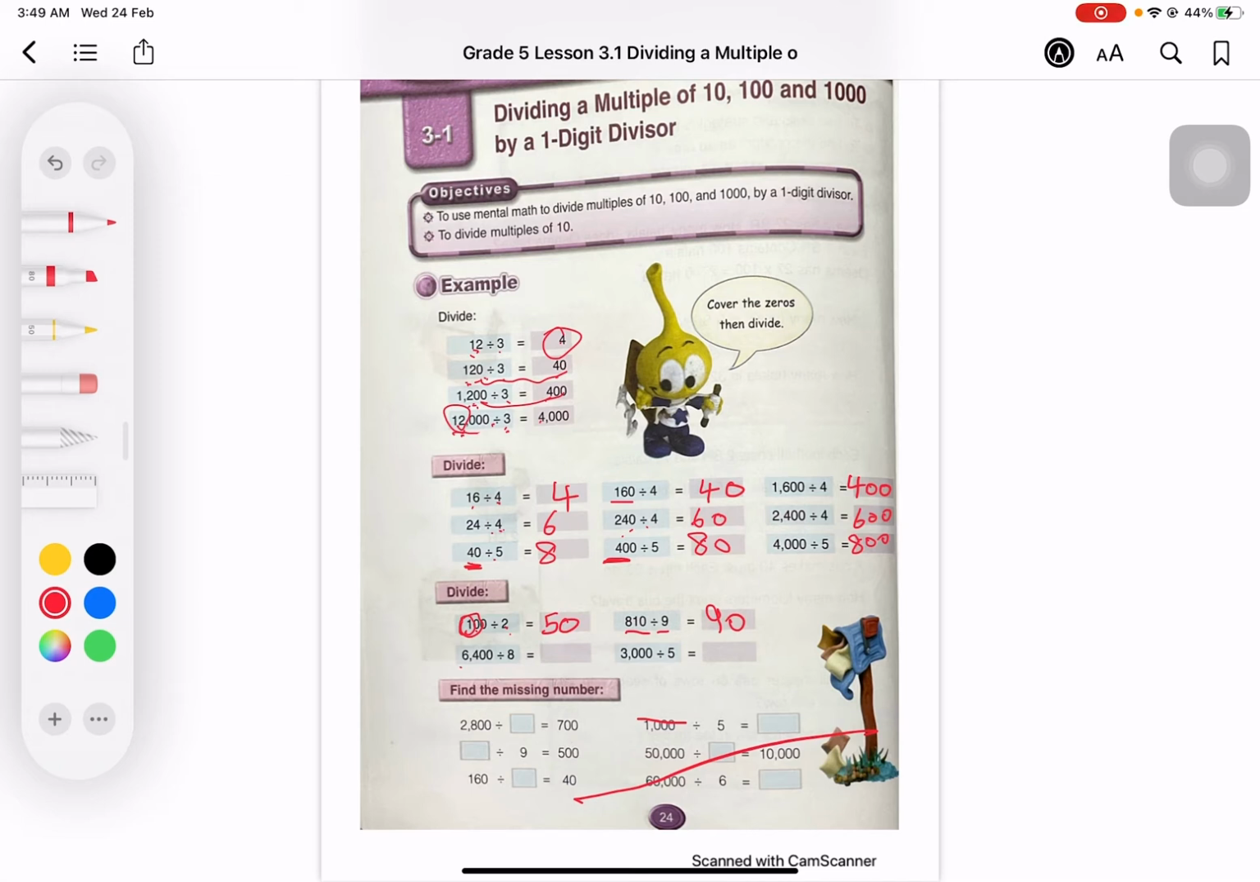The basic fact is 64 divided by 8. How much is 64 divided by 8? It's 8. And drop 2 zeros. How much is the basic fact here? 30. It is not 3 because the 3 is too small. So I will take 30. 30 divided by 5, it's 6. And I will drop 2 zeros. Okay?